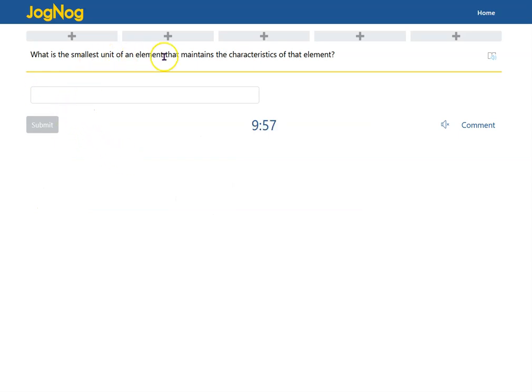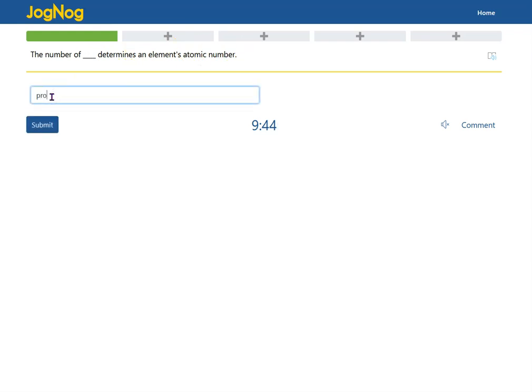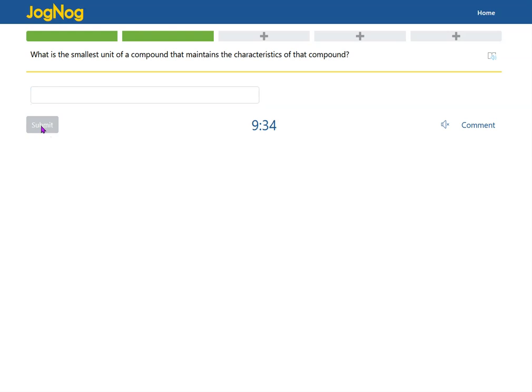What is the smallest unit of an element that maintains the characteristics of that element? That would be atom, as Democritus told us. The number of blank determines an element's atomic number. So the protons are the thing that actually define what an element or an atom is. They are the atomic number, the most important thing in the atom.